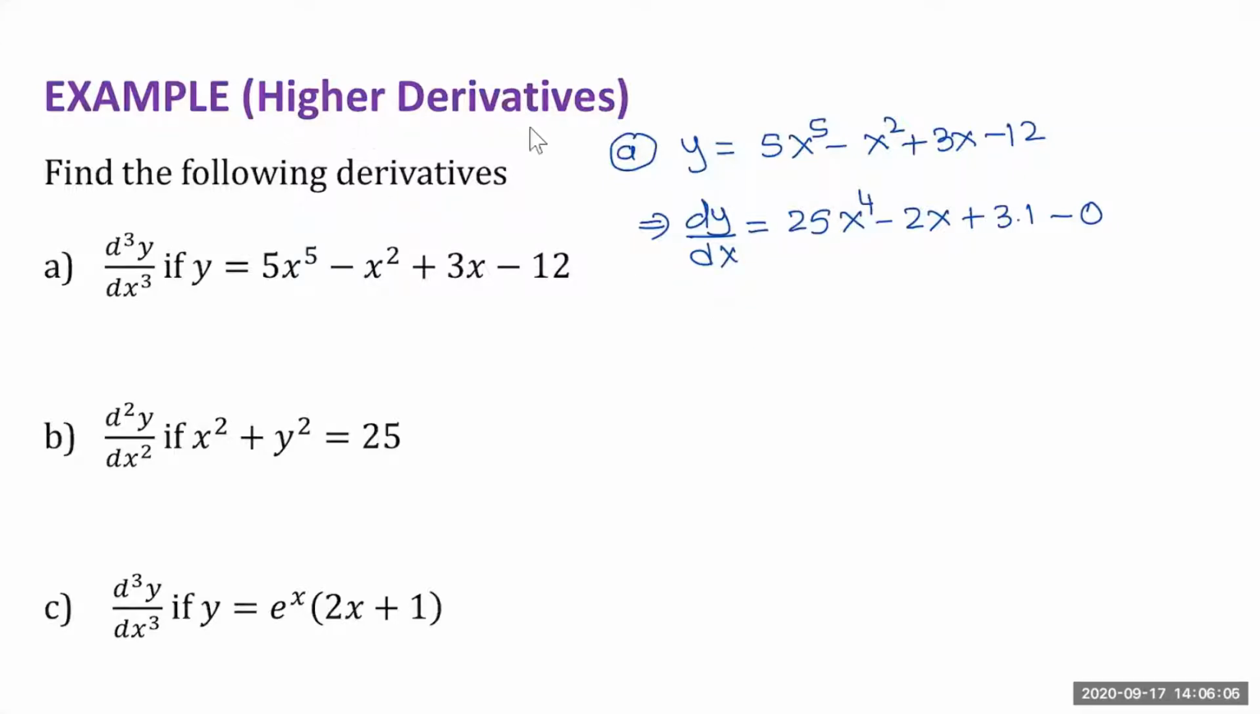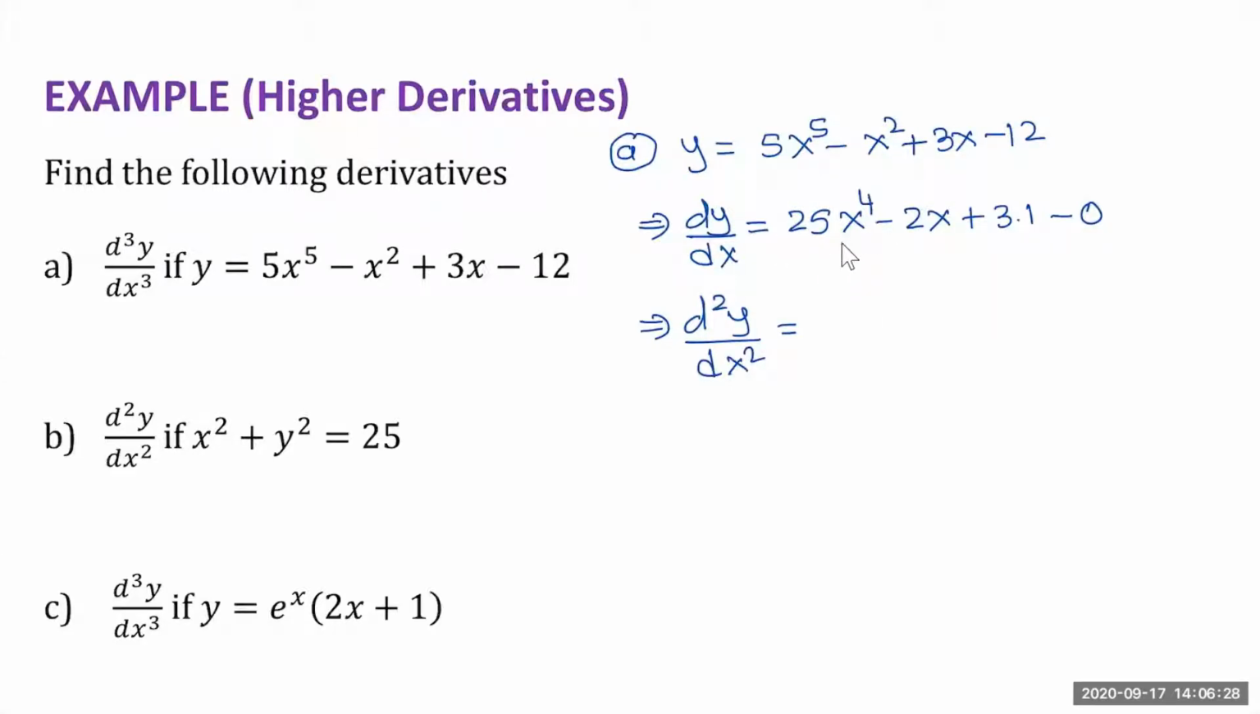Here we are looking for a higher derivative. And in part A, we are asked to find the third derivative. That means we have to find the derivative 2 more times. So this implies the second derivative. This is how we write the second derivative: d squared y over dx squared. That's the second derivative. Equal to, let's find the derivative again.